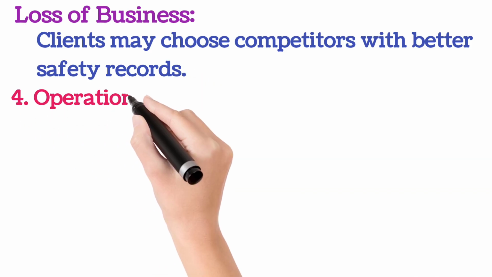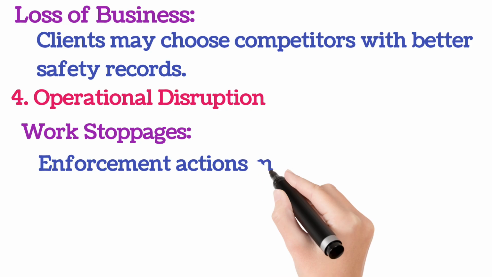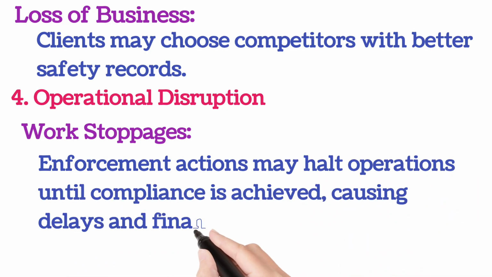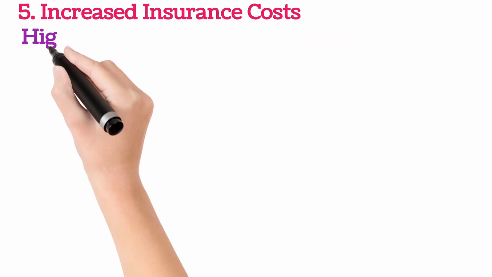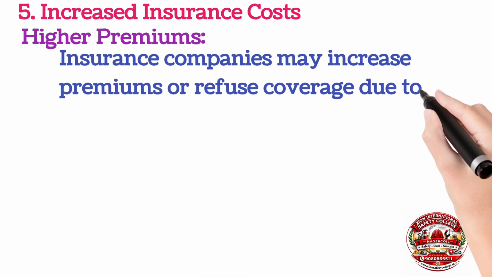Operational disruption. Work stoppages. Enforcement actions may halt operations until compliance is achieved, causing delays and financial losses. Increased insurance costs. Higher premiums. Insurance companies may increase premiums or refuse coverage due to poor safety records.